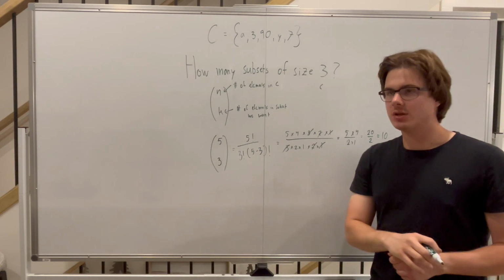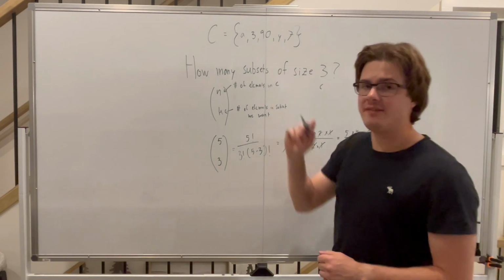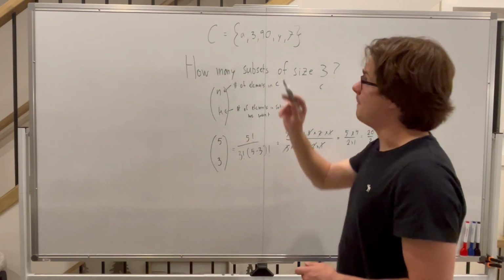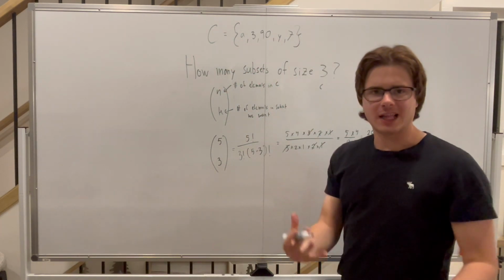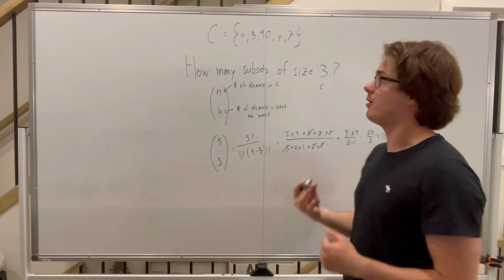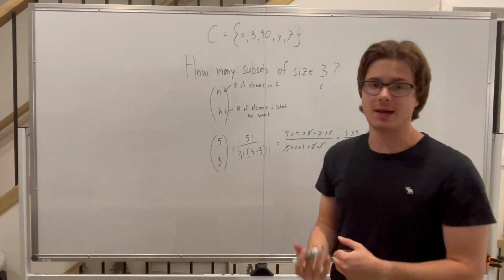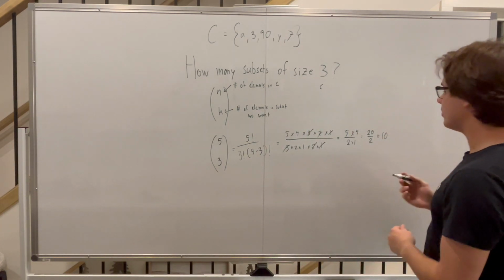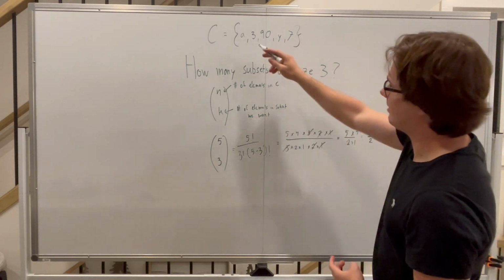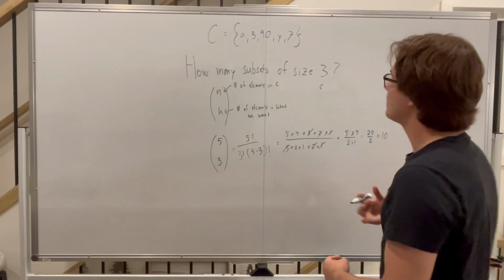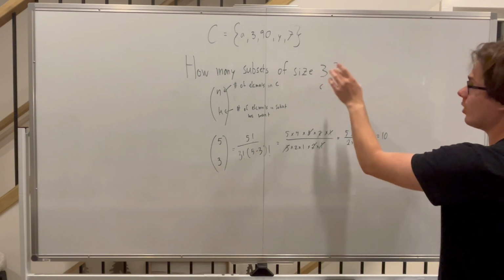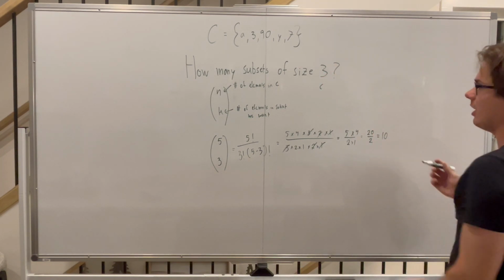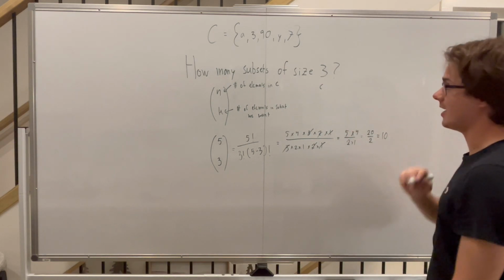Something interesting to note here is that when we did the previous example with the set B, B had the same number of elements. Doesn't matter what the elements are. Remember, we don't care what the elements are. The only thing we care about is how many elements there are. And what you notice is that a set that has 5 elements has the same number of subsets of size 2 and, in this case, size 3. We got 10 for B, and we got 10 for C.